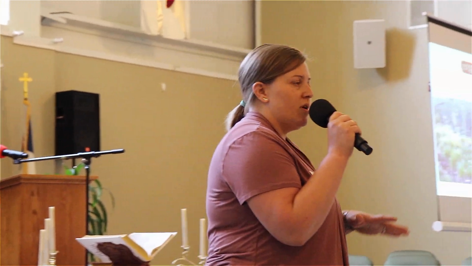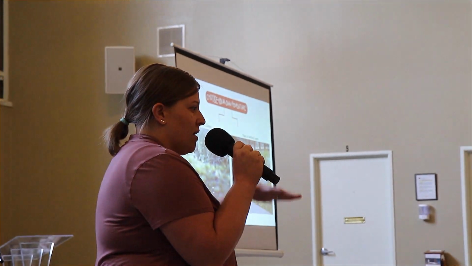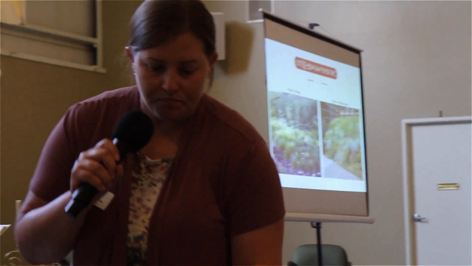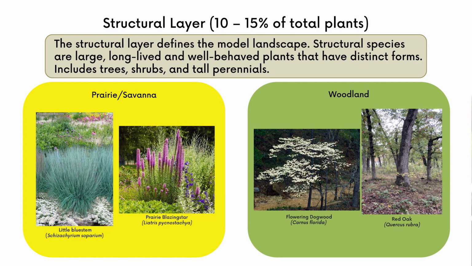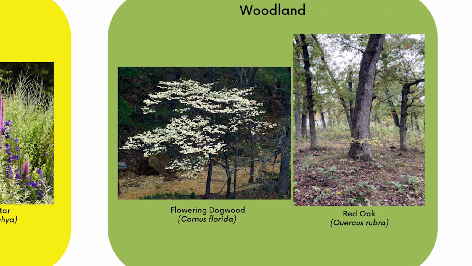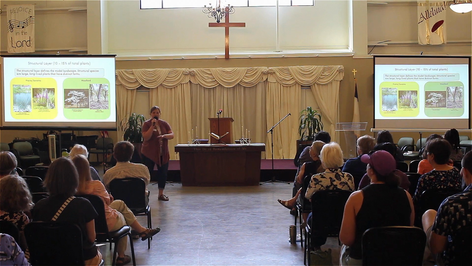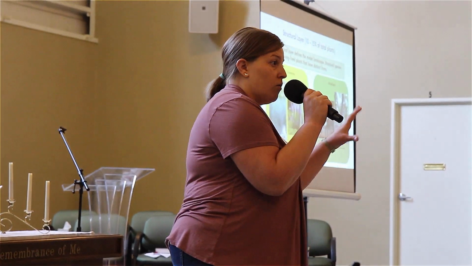And so we're not planting one species in one section necessarily. We're planting in layers. So our first layer is called the structural layer, and this layer defines the model landscape. The plants in this layer are what you think of when you think of that landscape. So for a prairie or a savanna, tall grasses, little blue stem, prairie blazing star. In a woodland, it's going to be your trees and your shrubs. These are the plants that are going to exist in your landscape through several years. They're not going to come and go like some other short-lived plants.